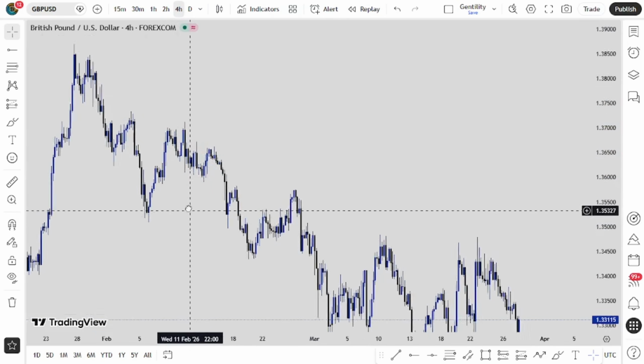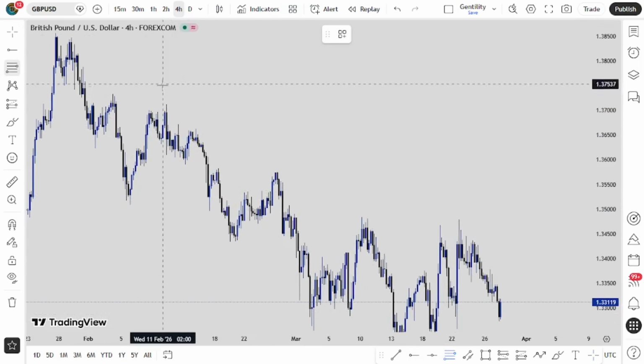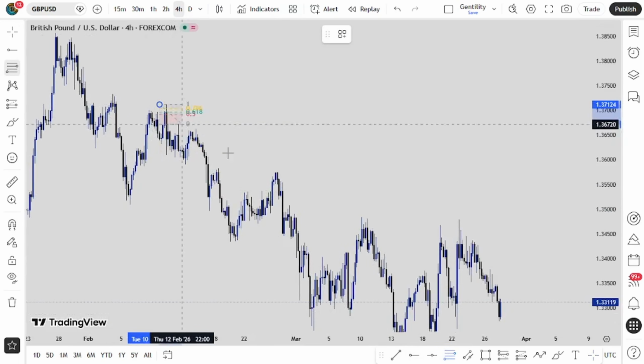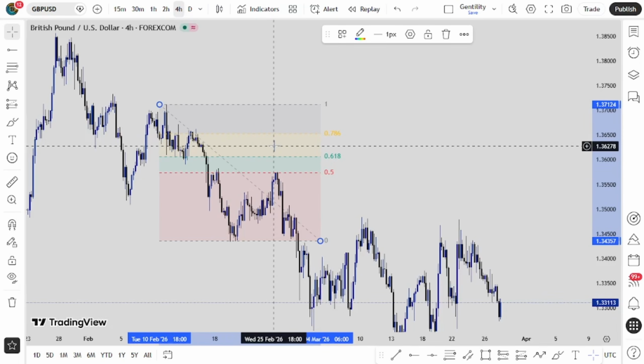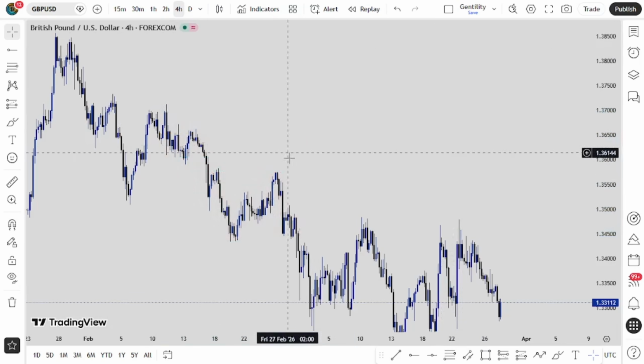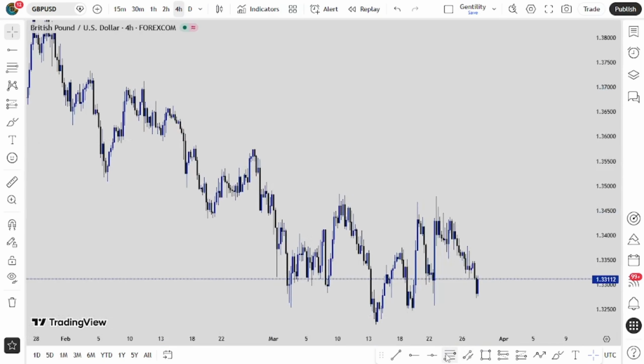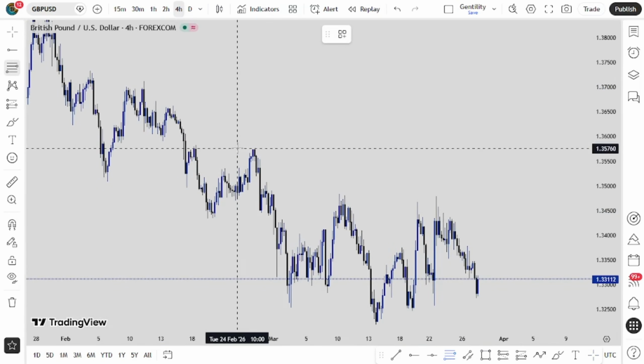Now, after this particular pullback occurred, we had this new pullback. And as you can see, price did not pull back into our yellow bar. I have no business taking this particular trade. Okay, this particular trade is void. But after this pullback happened, price pulled back into this zone.